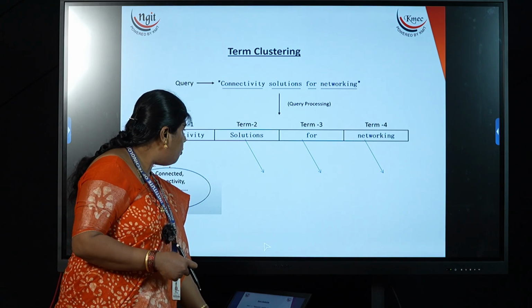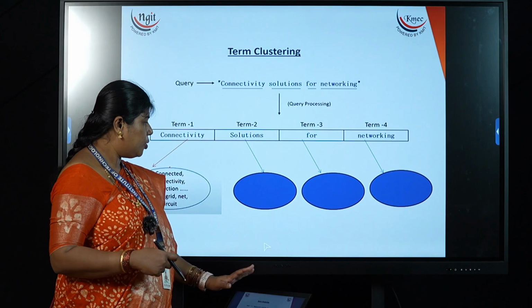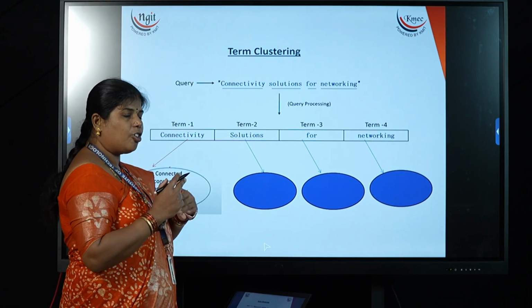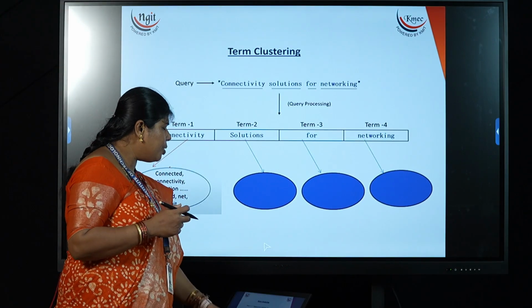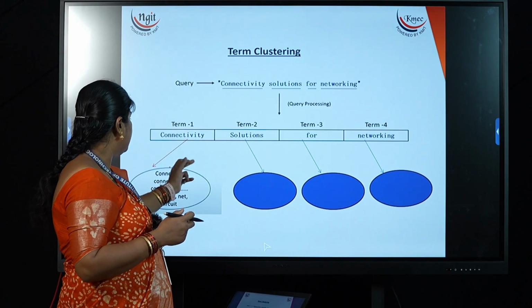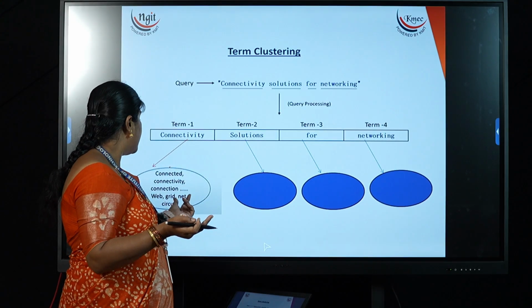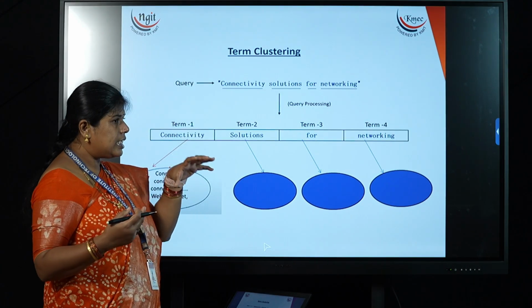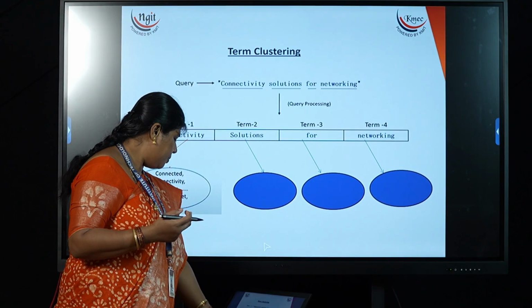In the same way, for the remaining terms also find the similar terms. Means you have to find a group of similar terms, and the documents containing those terms will be returned as answers. Because in one country connectivity may be called connectivity, but in another country it will be called a net or circuit. So that's why this similarity concept is used for term clustering.